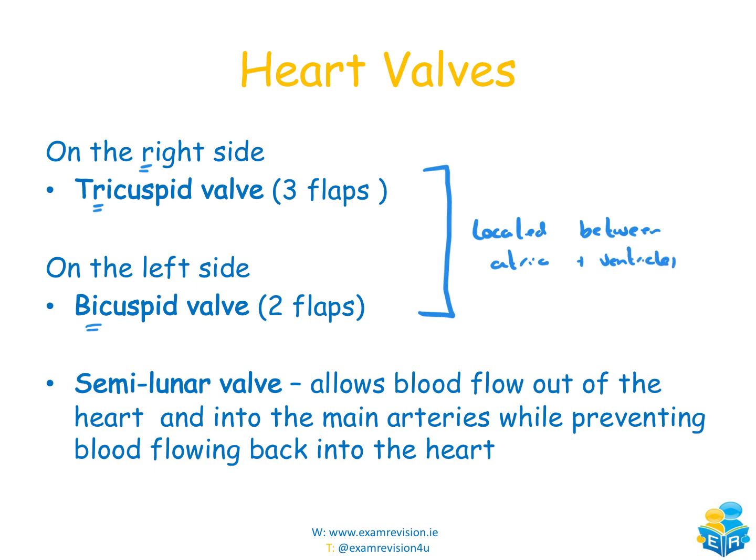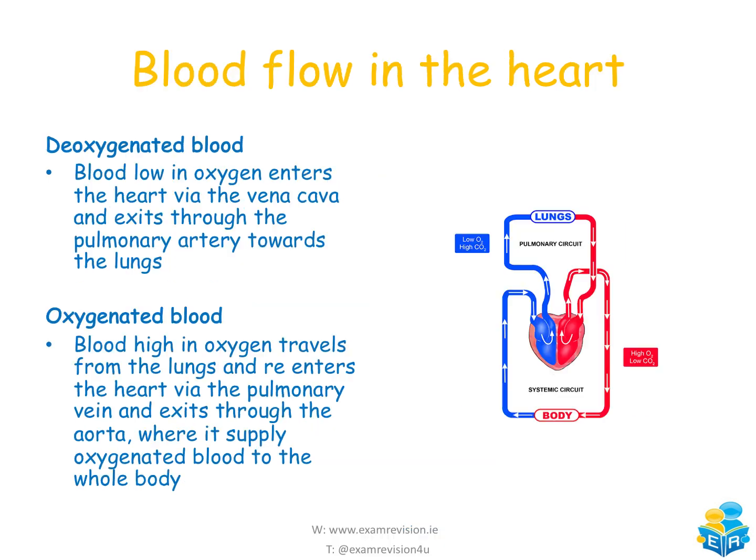The semilunar valves are located directly up at the top of the heart. They allow blood flow out of the heart and into the main arteries, but prevent the blood from getting back into the heart. So they're located right up at the top of the heart, just where the blood is leaving in both of the arteries. The tricuspid and bicuspid valves are located between the atrium and the ventricle.